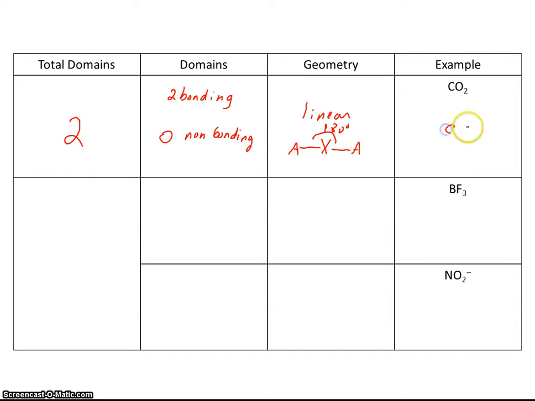So we'll redraw our structure for CO2. CO2 has 2 bonding domains, and the carbon has no non-bonding domain. So linear relationship is the best we can get. Alright, I'm going to stop this lecture here and we'll continue with number 2.